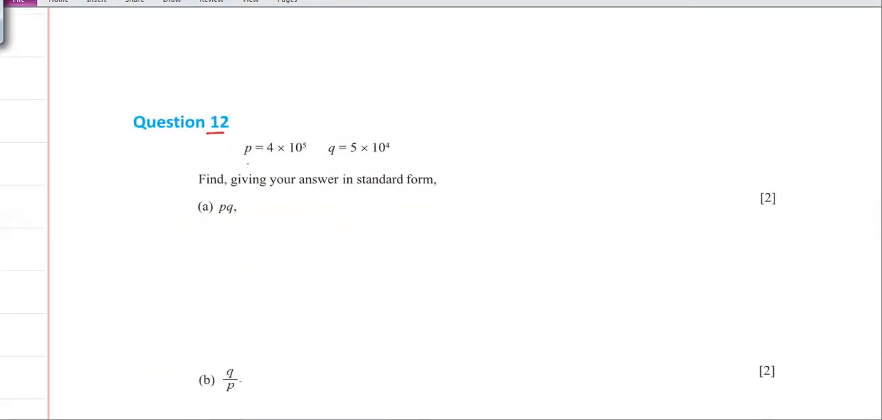Okay, question 12: P is equal to this one, Q is equal to this one. Find PQ, giving your answer in the standard form. When we write PQ, it means P multiply Q. So if I write the value of P, what is the value of P? It is 4 into 10 to the power 5, multiply. What is the value of Q? It is 5 into 10 to the power 4. Okay, now use the same method. This 4 with 5 will become 20 into 10 to the power 5 into 10 to the power 4. So use the same rule. This rule will be the most used rule for the powers.